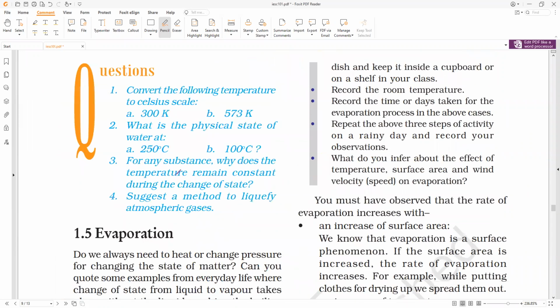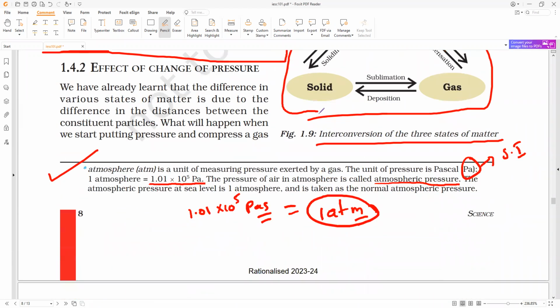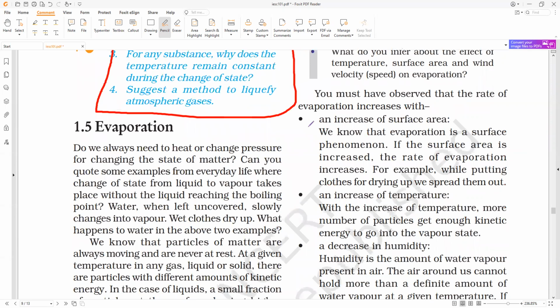Now, these questions also you have to solve. I already told you to solve them, so you have to solve them. Then from here, we will study tomorrow the effects of change of pressure. Once the effect of change of pressure is over, we'll go to the next concept, which is evaporation. So hardly 2-3 days will complete this chapter, everybody.